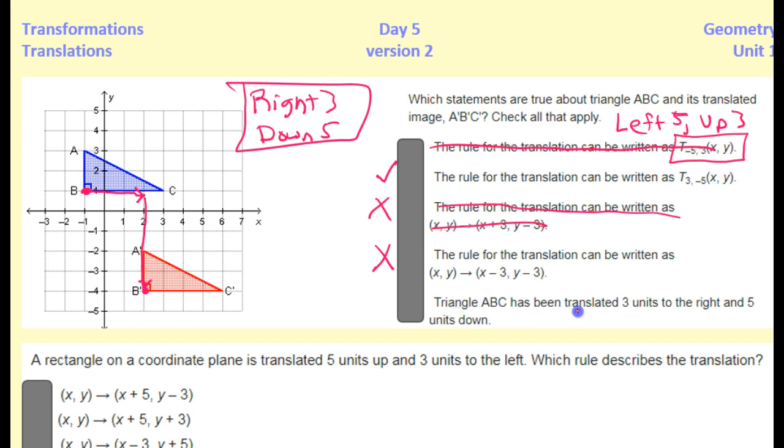The triangle ABC has been translated 3 units to the right and 5 units down. Well, that's just what we've been saying, so that's true. So the first one, sorry, there's 5 of them. The second one and the last one are both true. The other 3 are wrong.